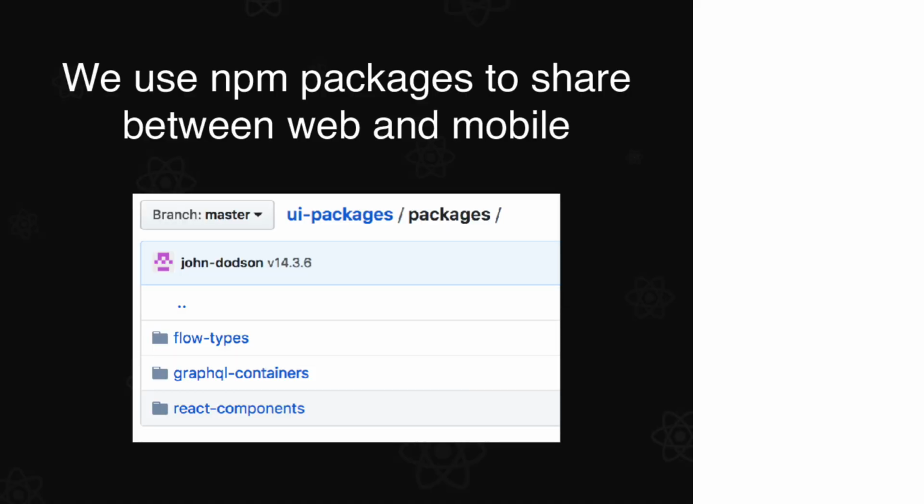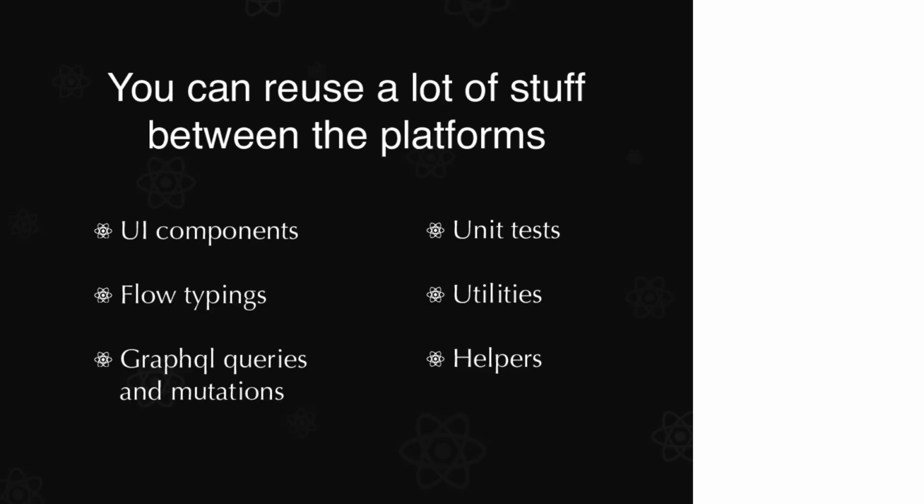We found out that having a separate NPM module with all the things we want to reuse between the web and mobile fits our needs a bit better than having a browser and the native projects as one. A lot of things could be shared. We went for UI components, typings, and GraphQL containers. But you could also share things like unit tests, utilities, or helpers. Sharing is great, however, you have to do it wisely. Don't try to force universality when it's not needed. You can only make things worse and unmaintainable if you choose the wrong path.